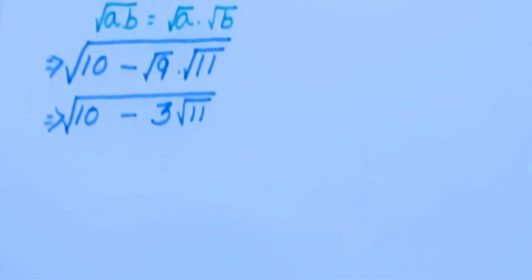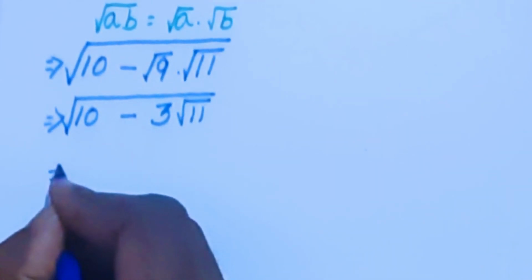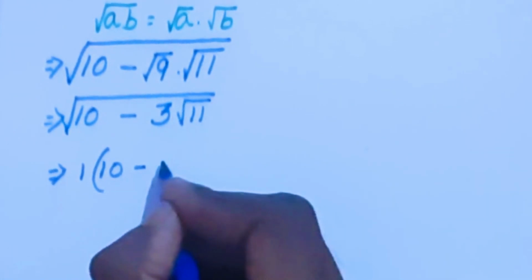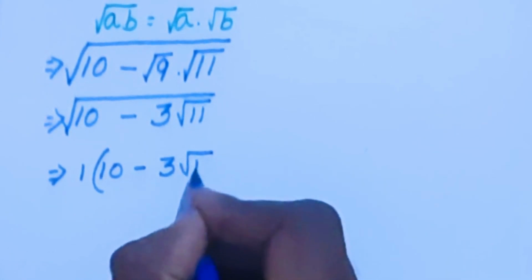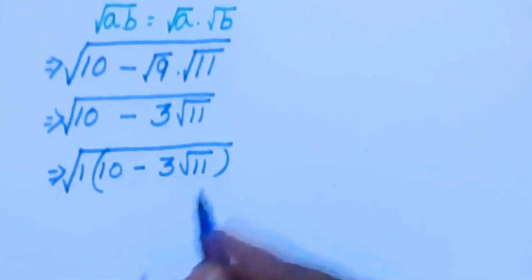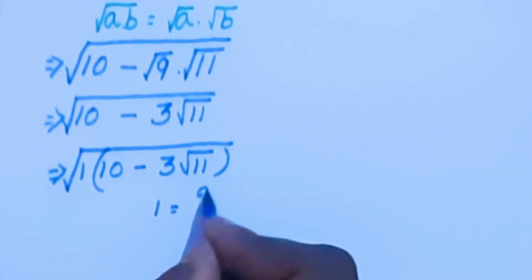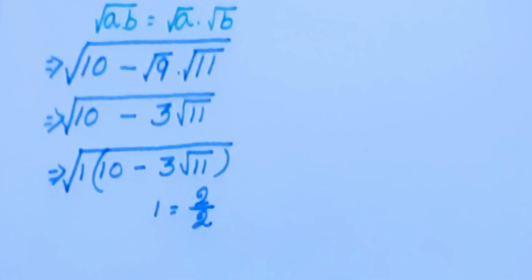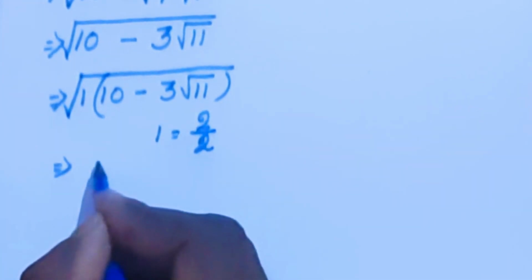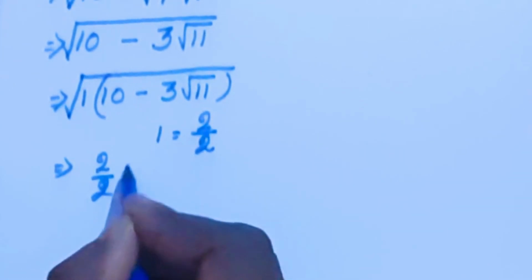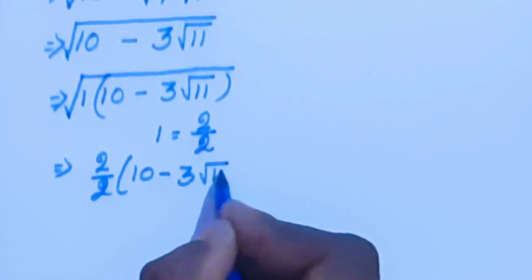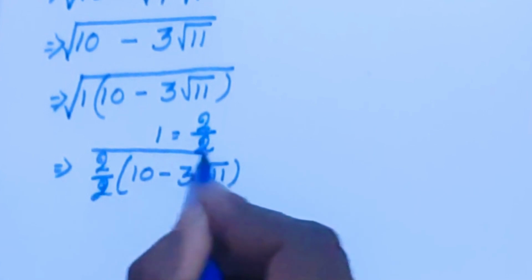Now we are going to multiply by this 1. Square root of 10 minus 3 square root of 11 in whole square root. Now 1 can be written as 2 by 2. So square root of 2 by 2 times 10 minus 3 square root of 11 in whole square root.